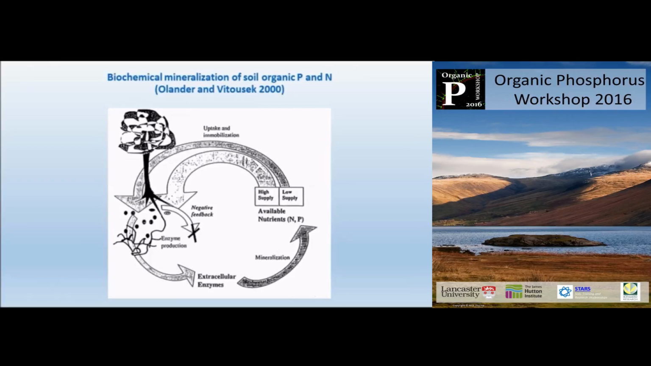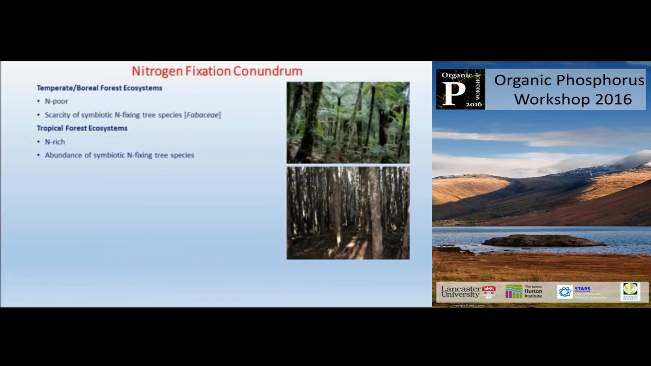and not just related to energy. Another thing to illustrate that is what the ecologists call the nitrogen fixation conundrum: in temperate boreal forest systems we've got nitrogen poor soils, but there's hardly any nitrogen fixing trees. Yet we go to the tropics, which are nitrogen rich, and they're full of nitrogen fixing trees. That doesn't make any sense. Why? They're short of nitrogen here, and these guys are full of it. Why are they then fixing?